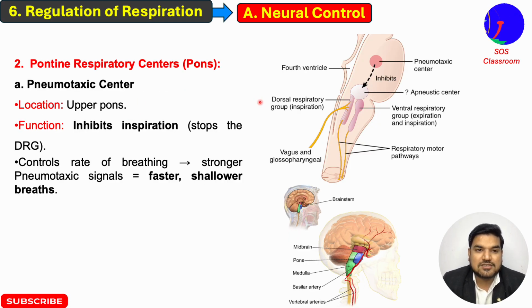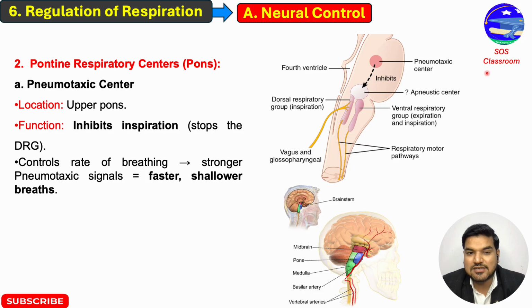Next is the pons centers. The pons centers are also called the pontine respiratory centers. In the pons there are the pneumotaxic center and the apneustic center. So what is the location? The pneumotaxic center is present in the upper portion of the pons and the apneustic center is present in the lower portion of the pons. What is the function? The function is to inhibit inspiration or stop the DRG function.